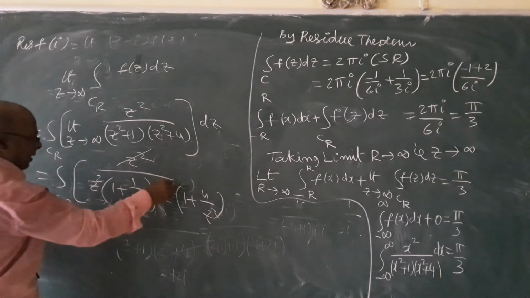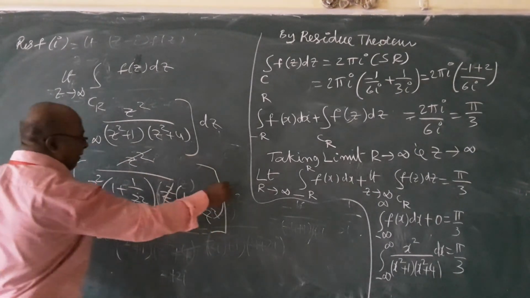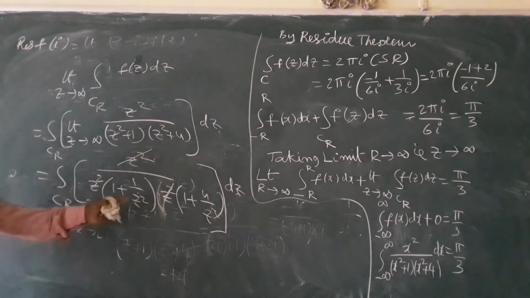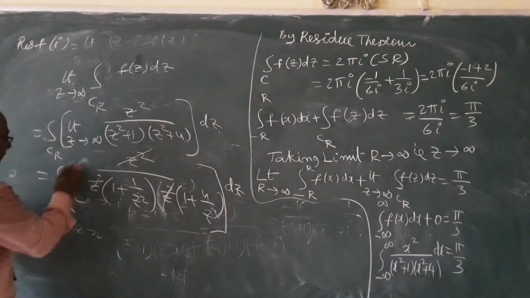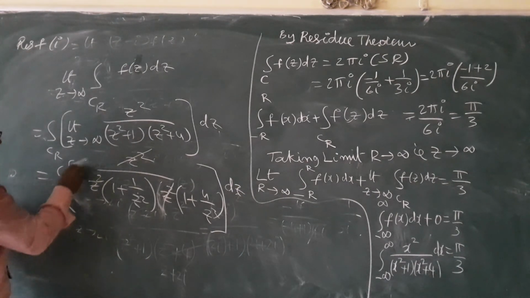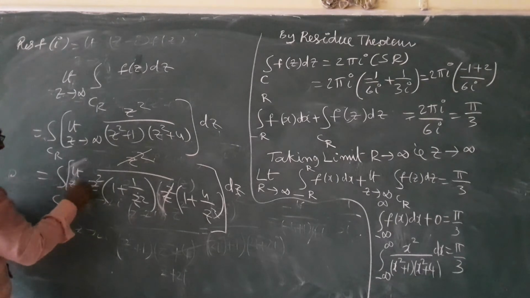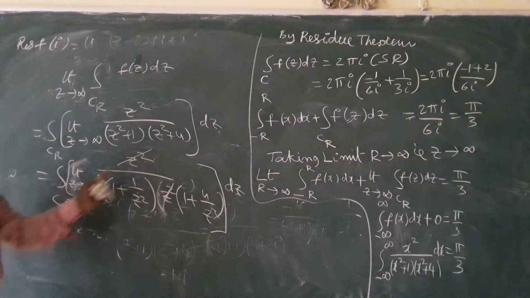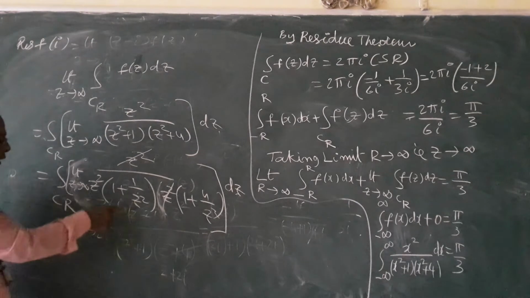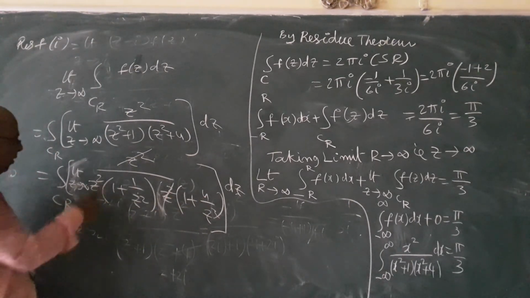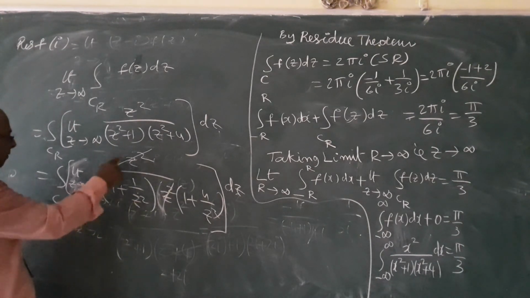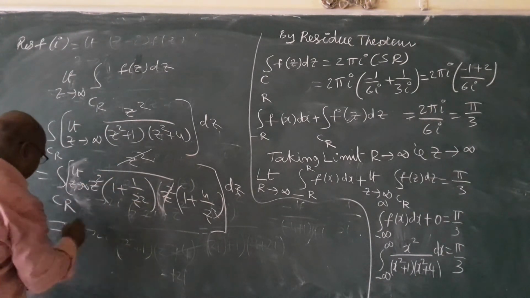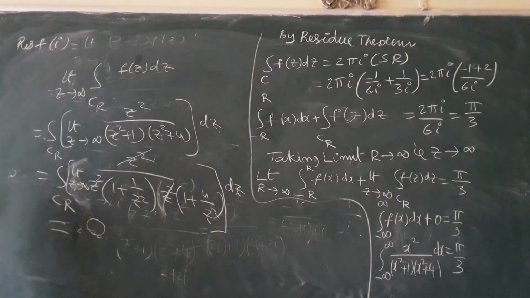The z square cancels. Now limit z tends to infinity: 1 by infinity is 0, 4 by infinity is 0, so 1 plus 0 is 1, 1 plus 0 is 1. Here z square is there, that is infinity, and 1 by infinity is nothing but 0. This is the way of getting the value 0.